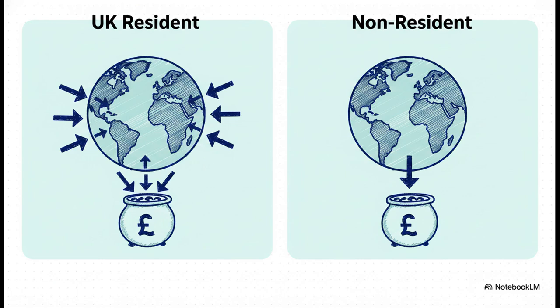Look at this. If you're a UK resident, HMRC taxes you on your worldwide income. That means money you earn here and money you earn overseas. But if you're a non-UK resident, they can only tax your UK income. It's a night and day difference.